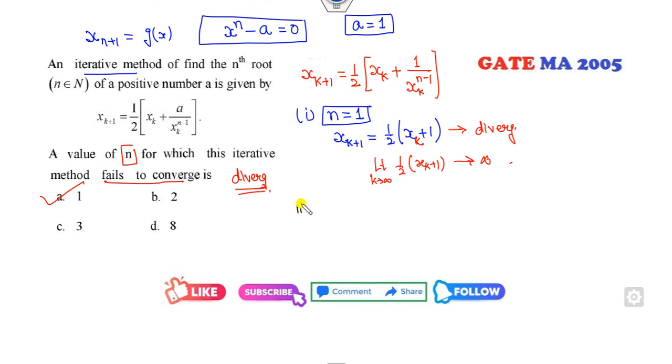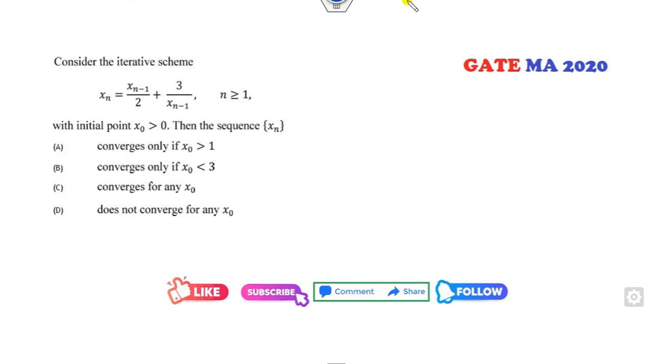If you look at the second option, n is equal to 2, then your x_{k+1} is half of x_k plus 1 over x_k. Now you can easily find the limit point, so it is convergent. But we need a failure, so that's not the right answer. Look at the next one.